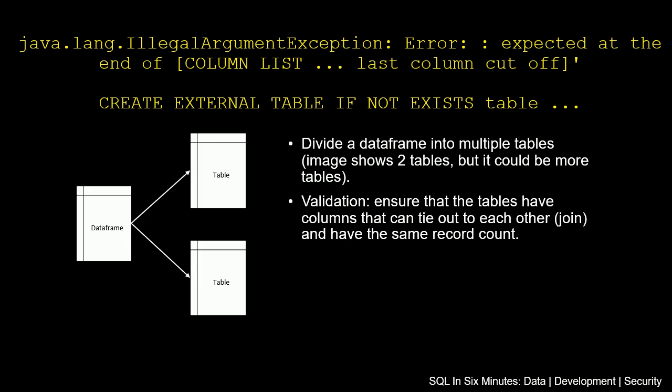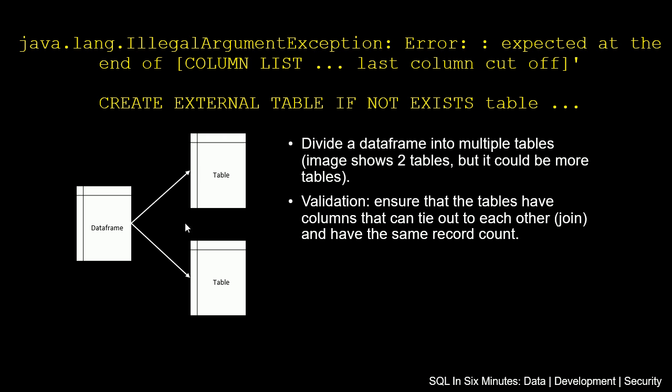Another workaround, which isn't the preferred one, but depends on your environment, so you might be limited here. I know I'm probably going to run into this again, which is why I'm recording this video. In this context, I'm not able to use Scala to create the table, so I have to use SQL. So what I did here is divide the data frame into two tables. It could be multiple, so you could divide it into, let's say, 4 tables if that's what it takes. You just want to do a validation here. You want to make sure that you can tie the tables together.